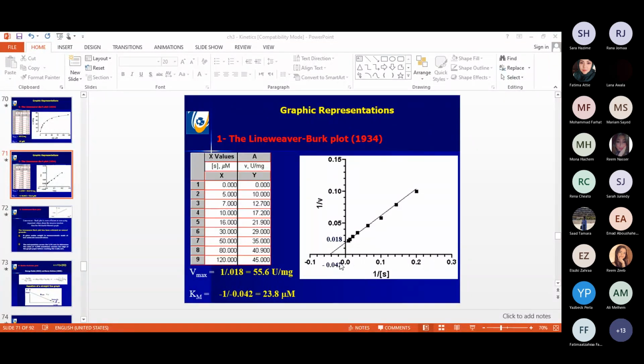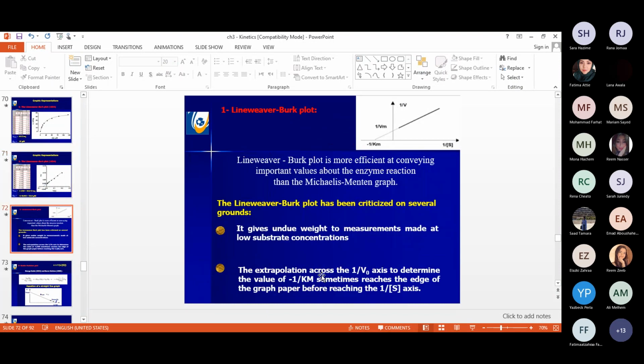The same, doctor. Okay, so everything is clear. Now let's see if this method is really optimum. In fact, Lineweaver-Burk is a good method to use, and it's the mostly used method to calculate Vmax and Km. Okay, but it was criticized on several points.